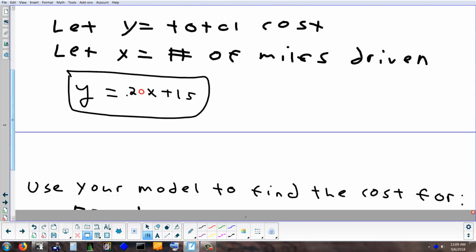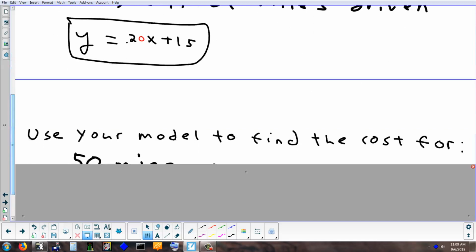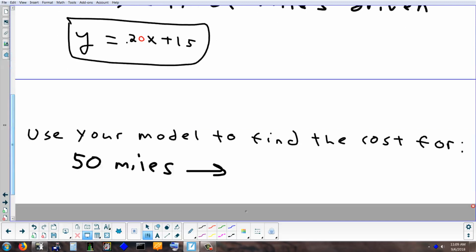All right, so now let's use the model, which in our case is an equation, to find the cost if we drive 50 miles. Okay, so Nick, if I drive 50 miles, where does the 50 get plugged in? It gets plugged in for x. So the cost equals 0.20 times 50, that's the mileage cost, plus the initial fee of $15 to rent the car.